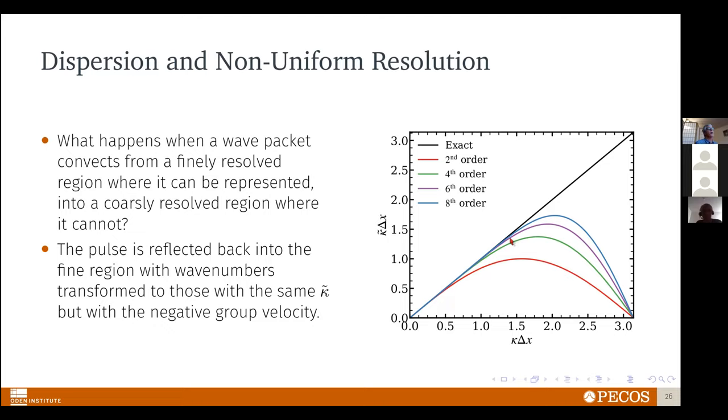So I might look at what happens when I do this reflection. The kappa tilde is preserved. It's actually the frequency of the wave that is preserved. But then I end up getting reflected waves that have the kappa associated with this branch of the effective wave number. Okay, so that's well known.